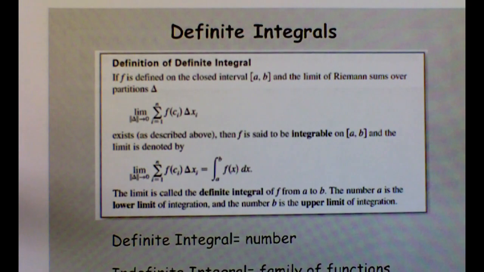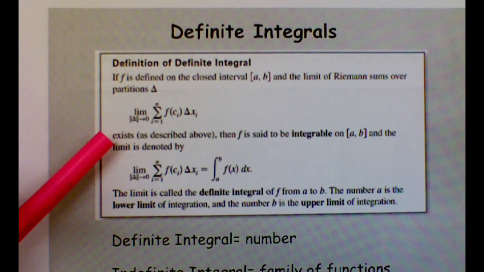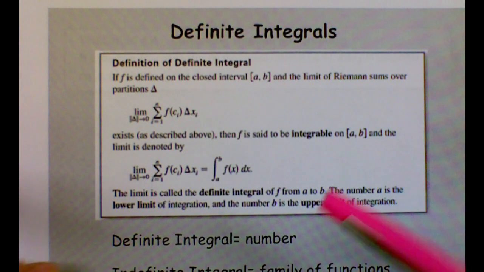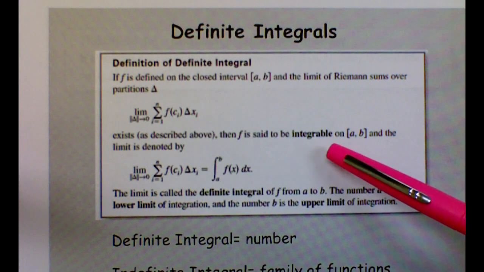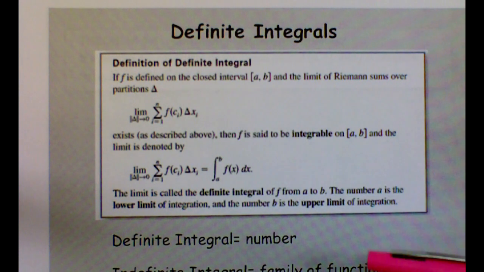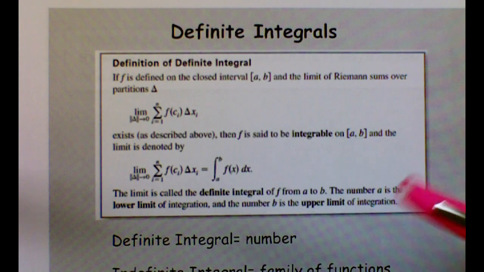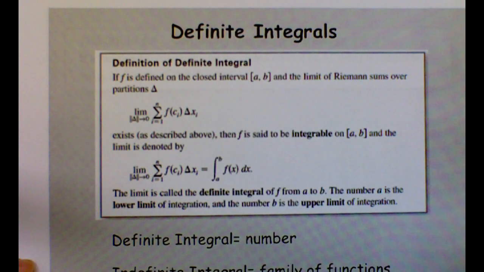Then that takes us to definite integrals. A definite integral is the limit of the Riemann sums. Basically, we add up all of the rectangles as n becomes bigger and bigger. So our norm is becoming smaller and smaller. It is called integrable if that limit exists. The limit is denoted by the limit as the norm approaches 0 of the sum from i to n of f of c sub i delta x sub i.